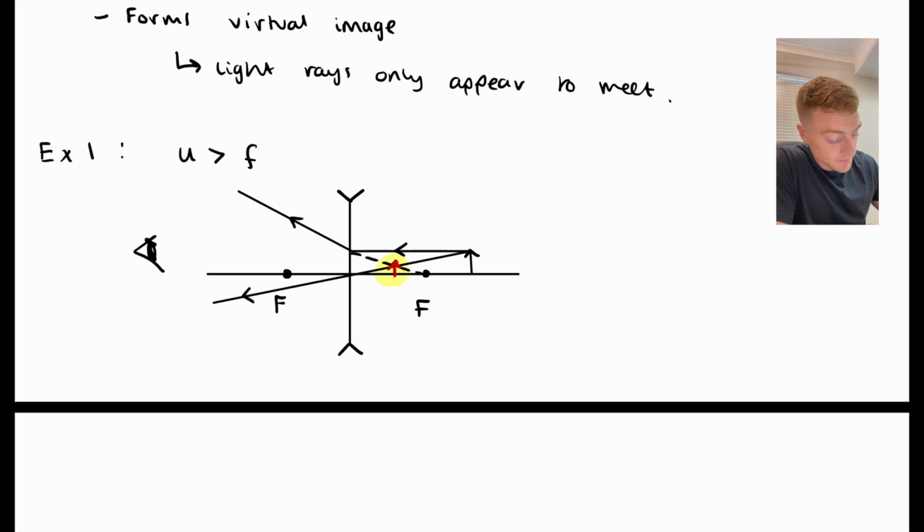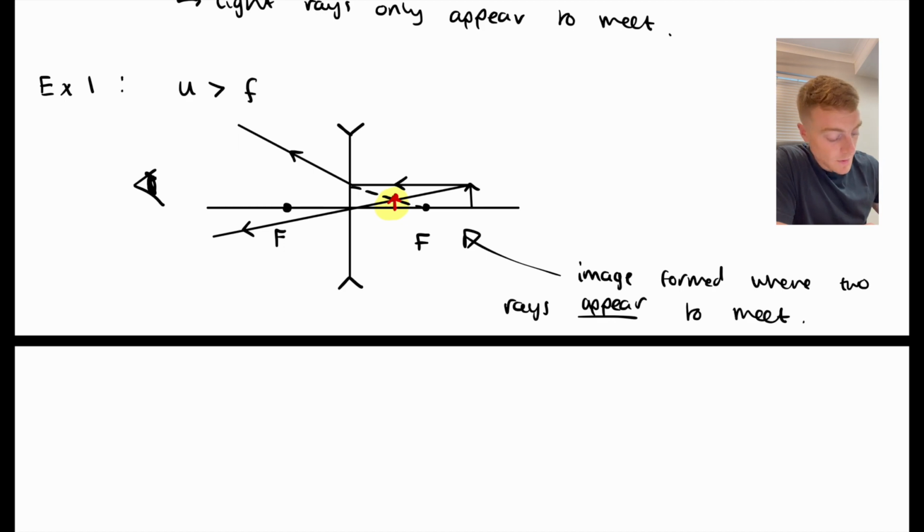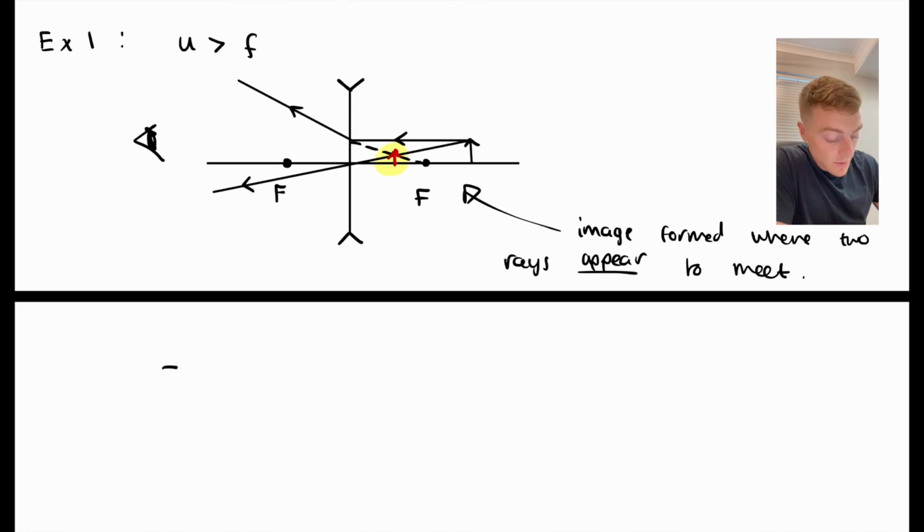So we've got our image formed where the two rays appear to meet. And as you can see, we've now got a virtual image because the rays don't actually meet, so it can't be projected onto a screen. We can see that it's actually upright because the arrow is pointing upwards, but it's diminished.